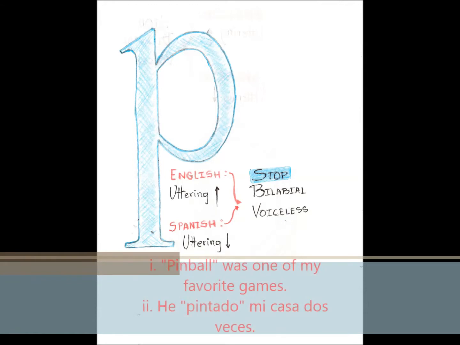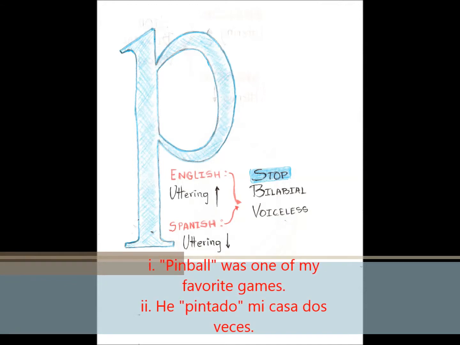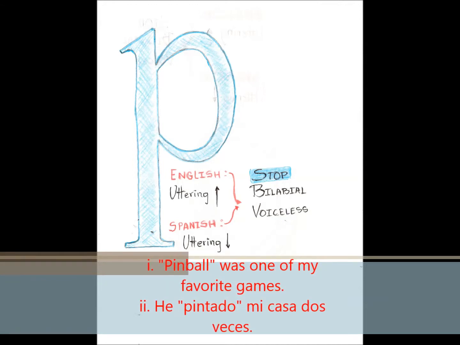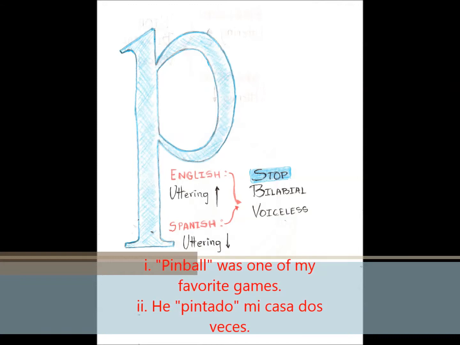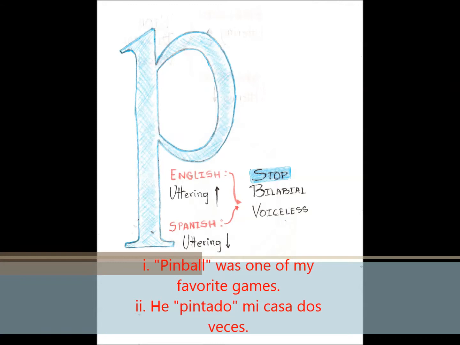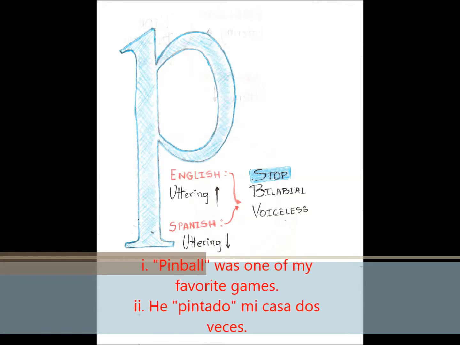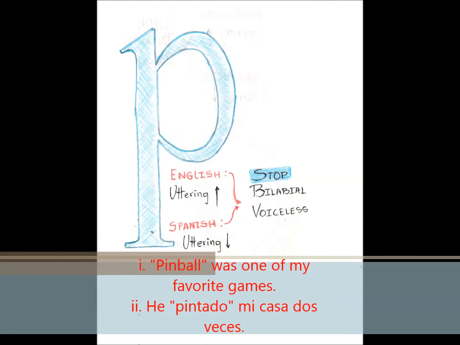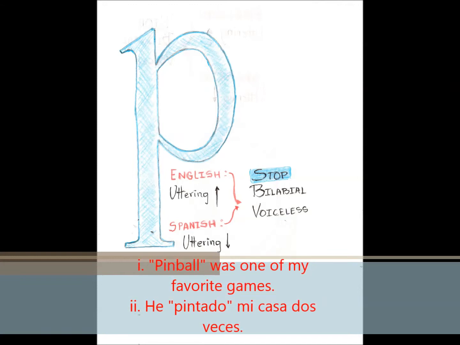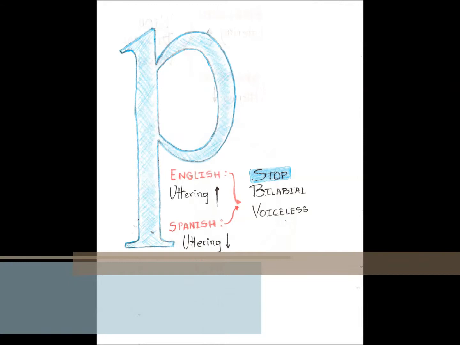Pinball was one of my favorite games. He pintado mi casa 2 veces. P is a phoneme present in both languages. It has the same characteristics: stop, bilabial, and voiceless sounds. The only difference in each language is the strength with which it is uttered. It is stronger in English than in Spanish.